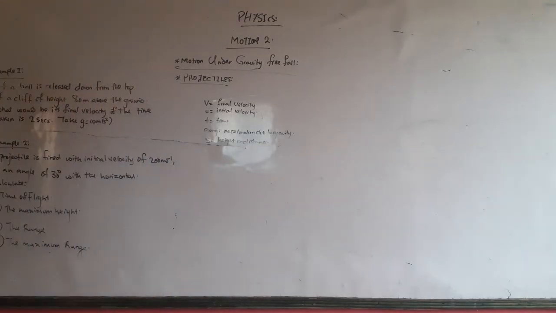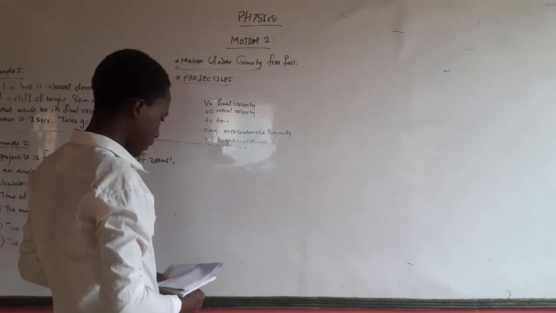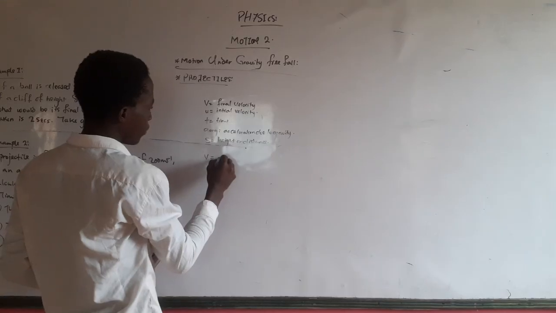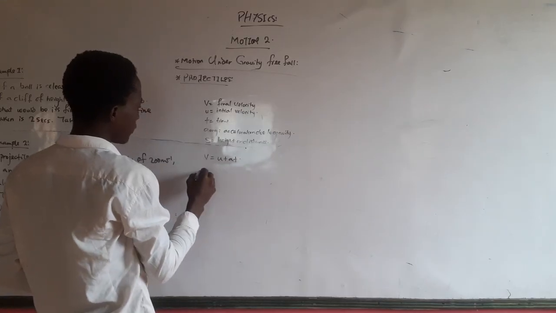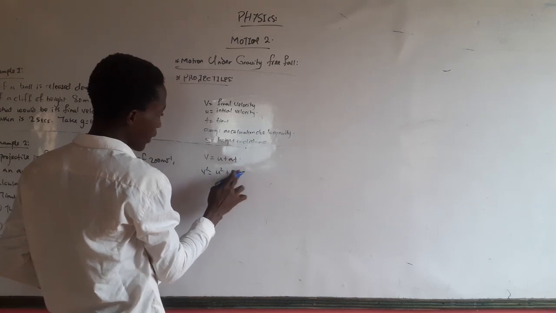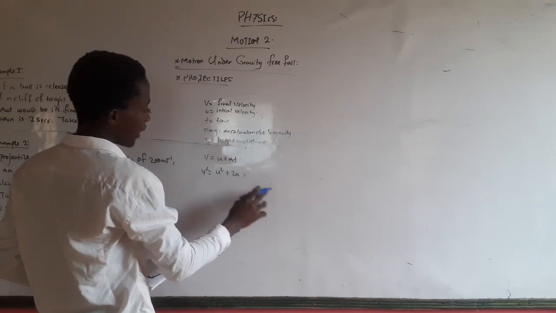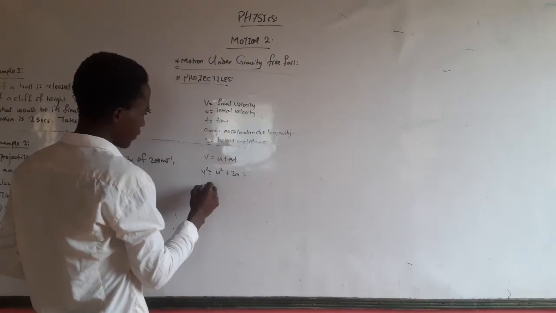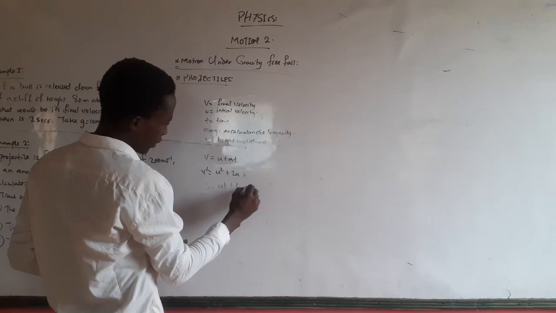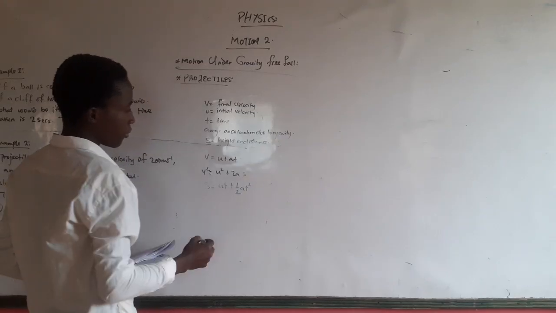We also have s, which could be height or distance. Then we continue. We have a general formula of v equal to u plus at. Another one, v squared is equal to u squared plus 2as. Do you understand? We also have s is equal to ut plus 1 over 2 at squared. This could be plus or minus.